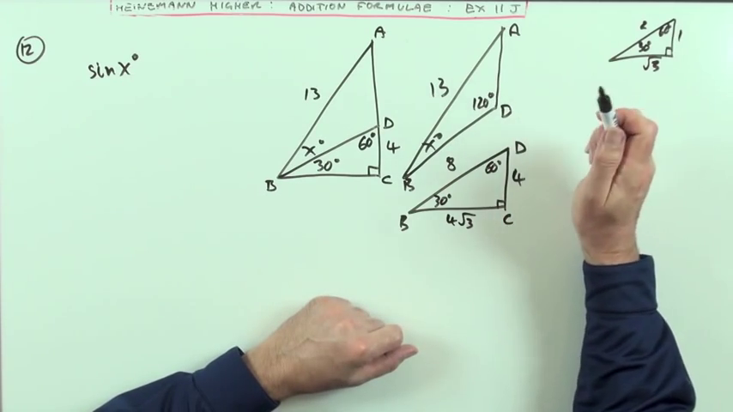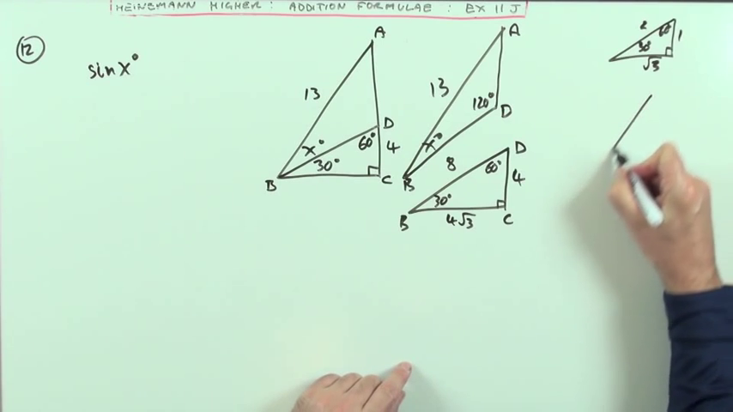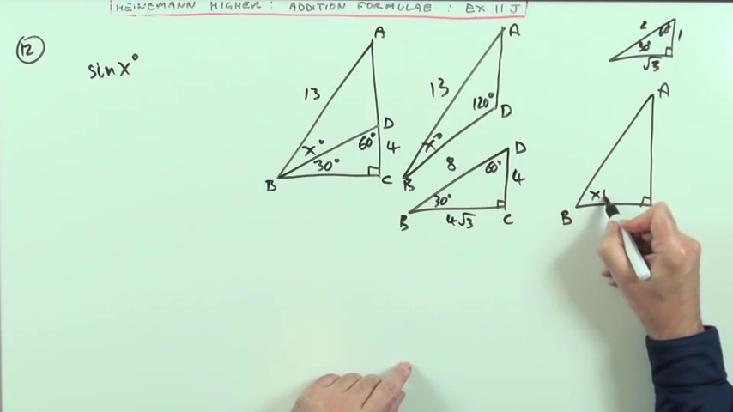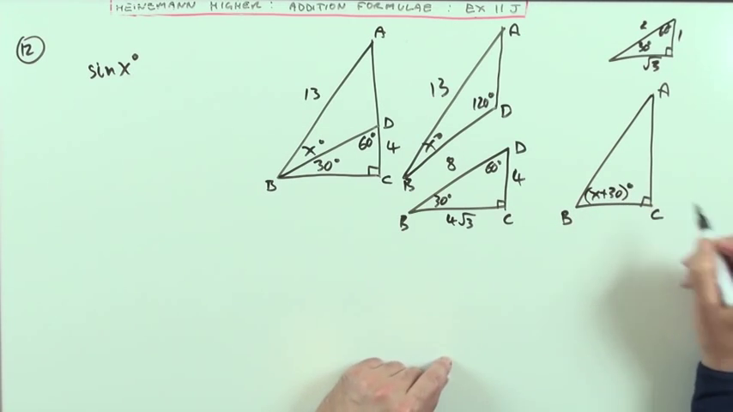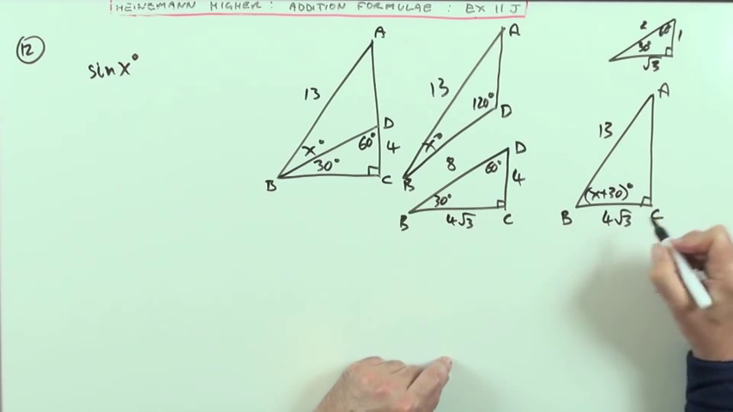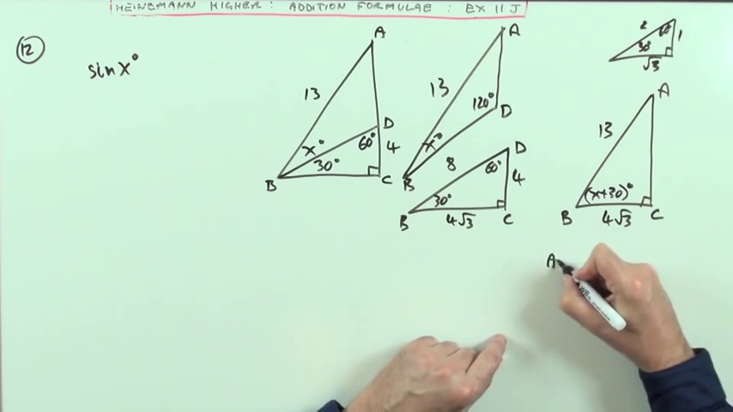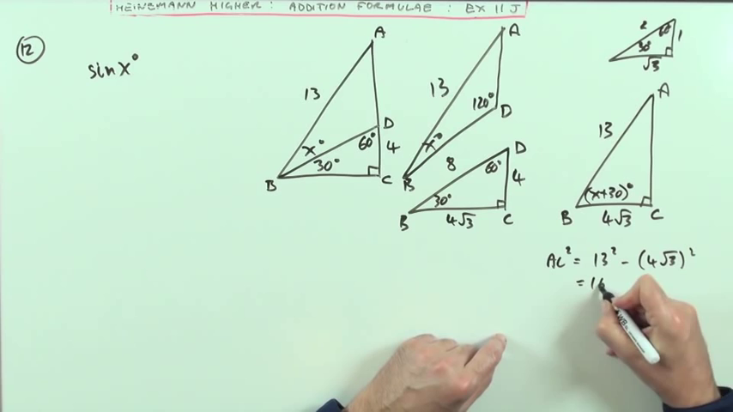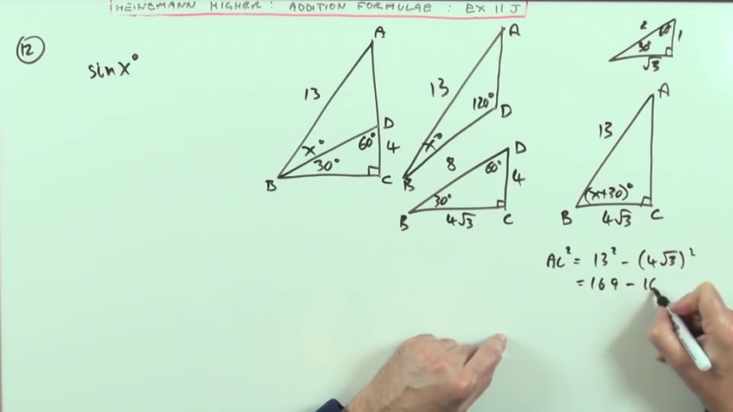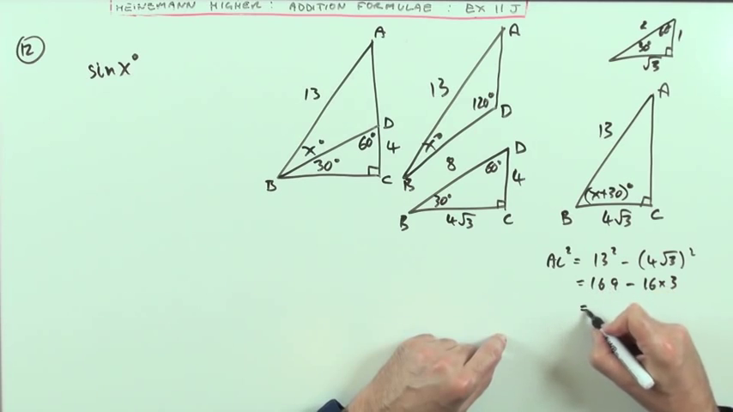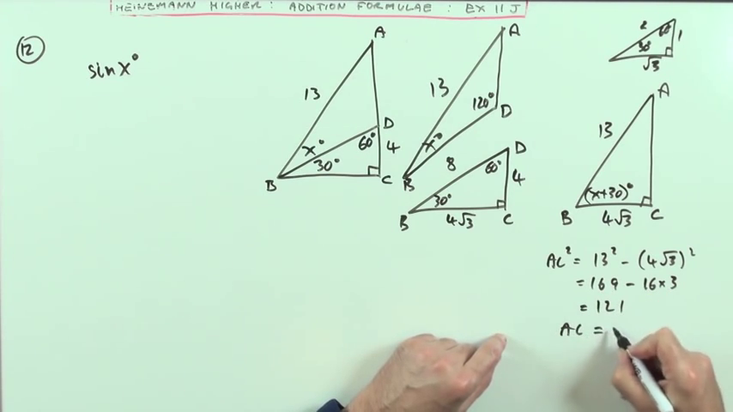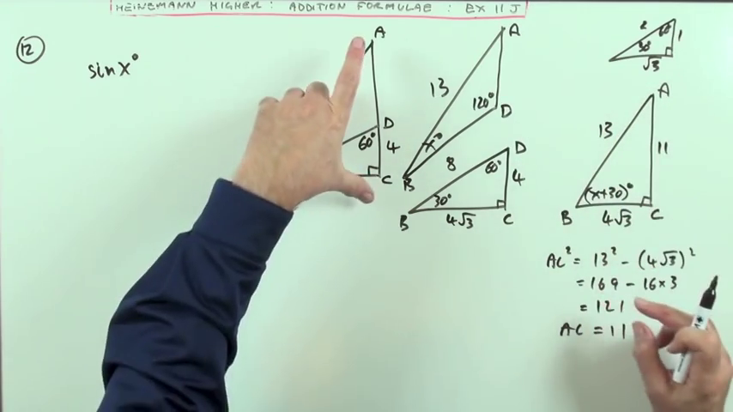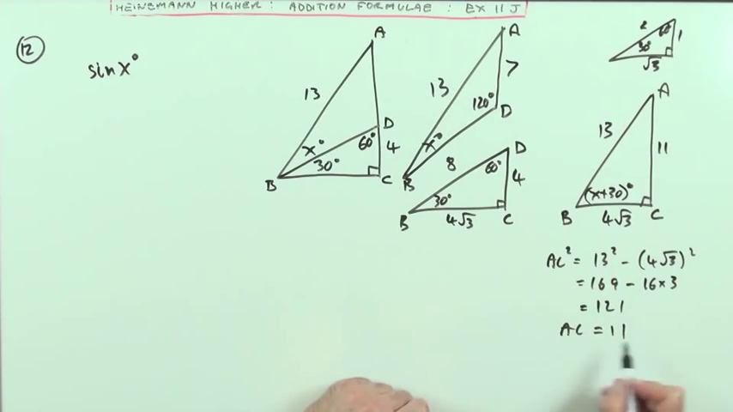Now I can work out the length of AD from the big triangle. So if I then take the larger triangle, the complete triangle ABC, with the angle x plus 30 at the base of it, that's 13, that's 4 root 3, so I can work out the length of AC, because that'll just come from Pythagoras. AC squared will be 13 squared minus 4 root 3 squared. That'll be 169 minus 16 times 3, which is 48, and 48 leaves 121, which means AC is exactly 11. So I can then transfer that over there. If the whole length of AC is 11, and that's 4, that means that part's 7.